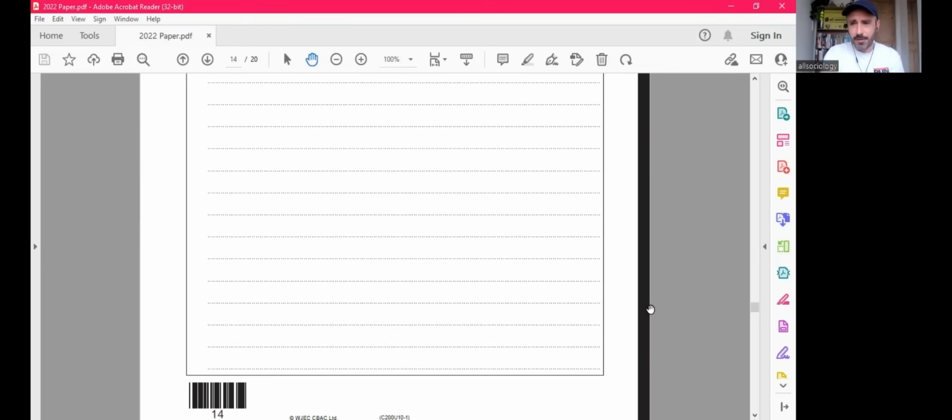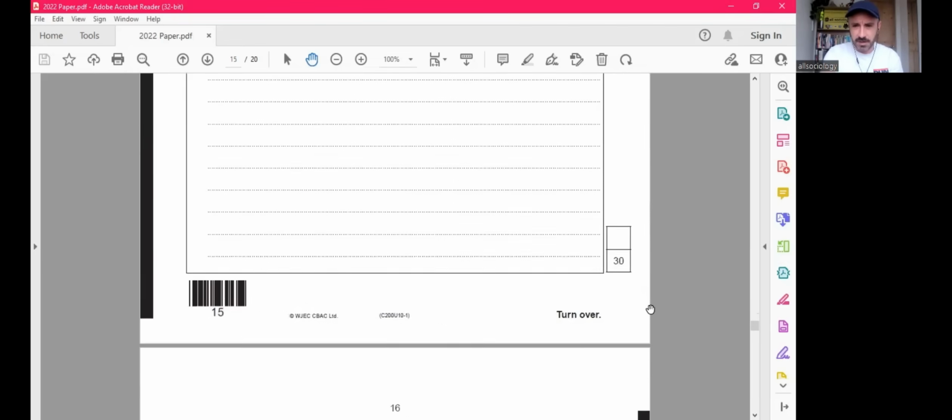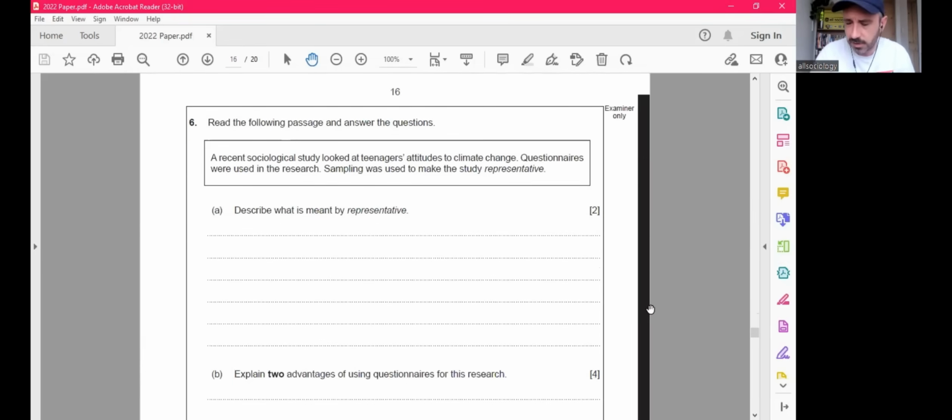We're now on to the final section. That's the worst part of it all done. We're now on to methods, so research methods. Excuse me, question 6. So the first question you've got here, it says read the passage and answer the question that follows. A recent sociological study looked at teenagers' attitudes to climate change. Bear that in mind, because you're going to be asked about this in a minute. Questionnaires are used in the research, and sampling was used to make the study representative. First question, what is meant by representative?